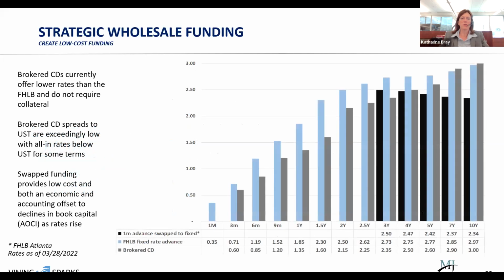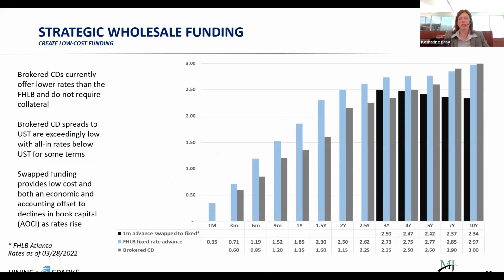And when I say don't forget about it, we are looking at different funding sources and their cost and comparing those. In this chart, I've compared just swapping that short-term advance to fixed, that's the dark line, to going directly to the Home Loan Bank and borrowing fixed.